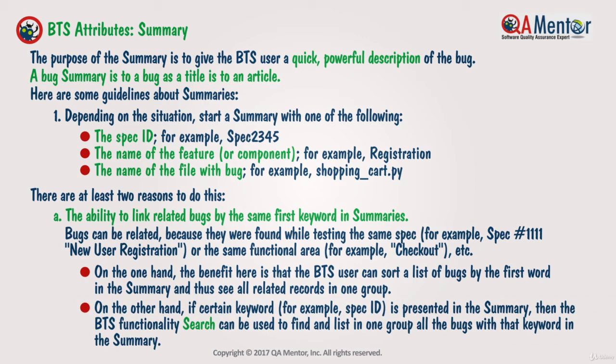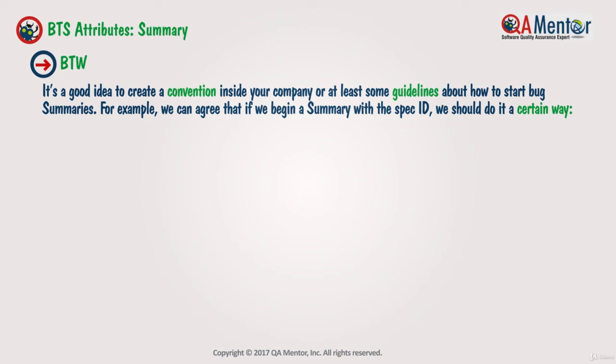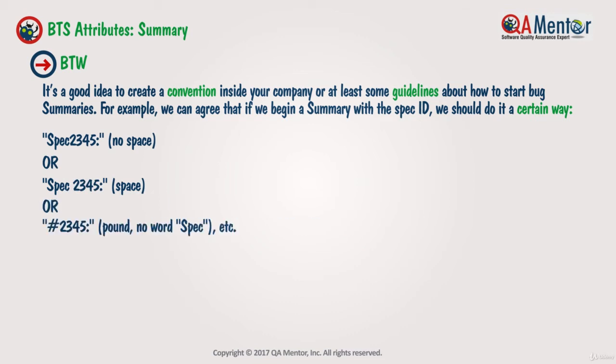On the other hand, if a certain keyword, for example, spec ID, is present in the summary, then the BTS functionality, search, can be used to find and list in one group all the bugs with that keyword in the summary. By the way, it's a good idea to create a convention inside your company, or at least some guidelines, about how to start bug summaries. For example, we can agree that if we begin a summary with the spec ID, we should do it a certain way: spec 2345, no space, or spec 2345 space, or number 2345, pound, no word spec, etc.